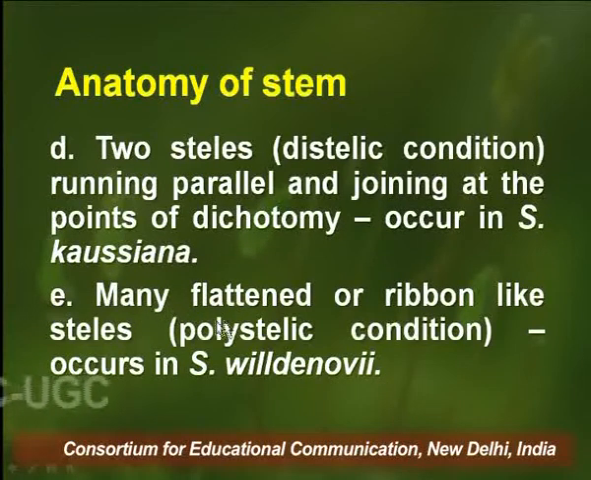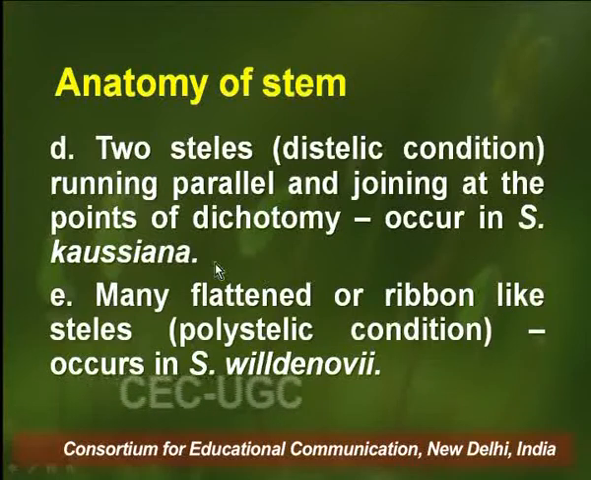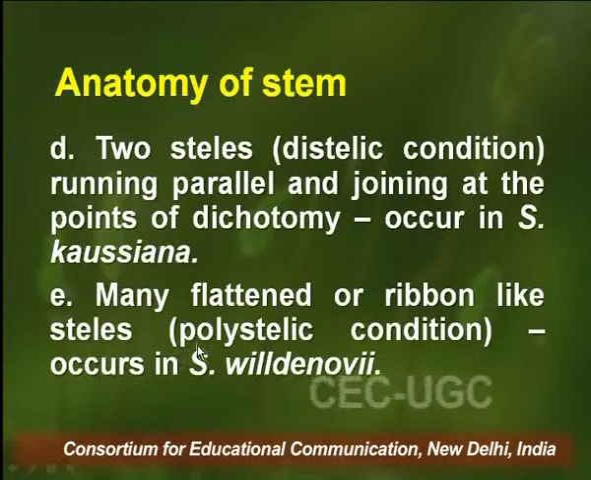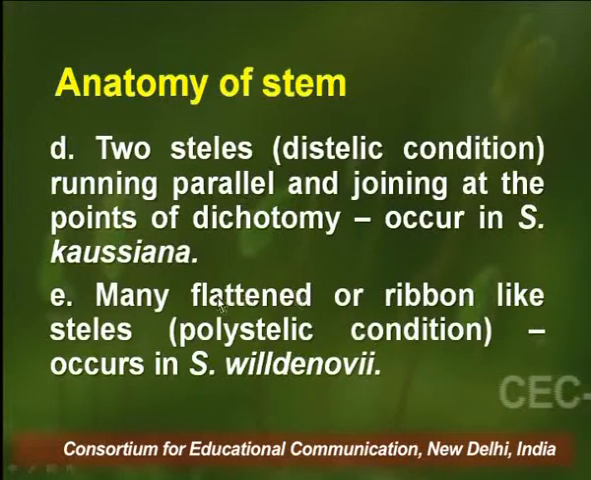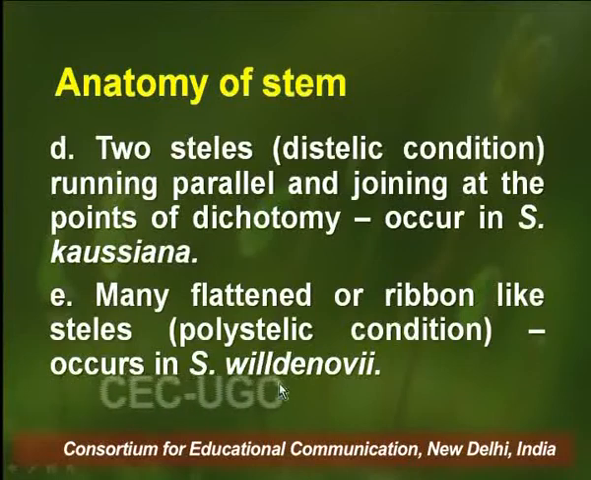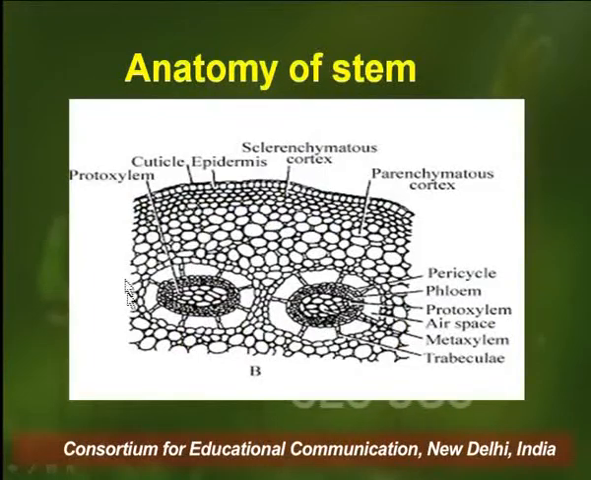And in many flattened or ribbon-like species, the steles have polystelic conditions, such as Selaginella wildenovii. Here in this diagram, you can very well see two different steles found in one stem. So such stems are called distelic stems. Here, and there is one stele here, both are found inside the common cortex.